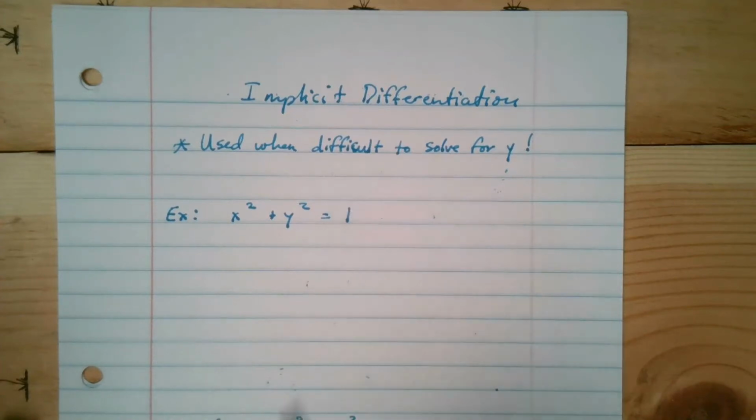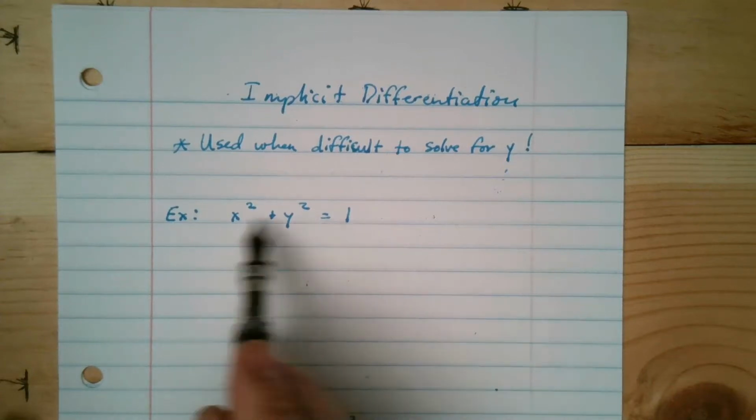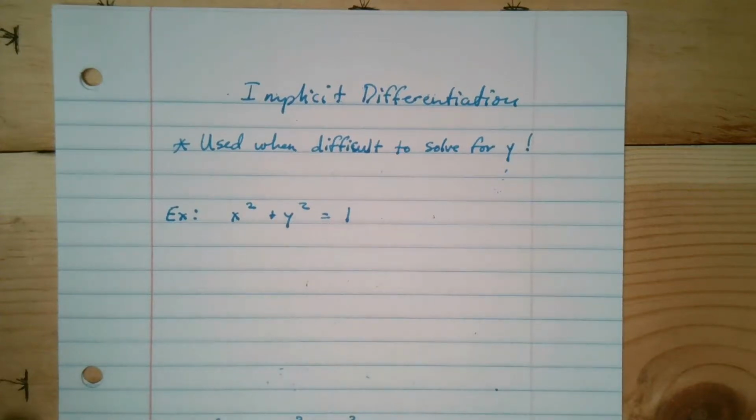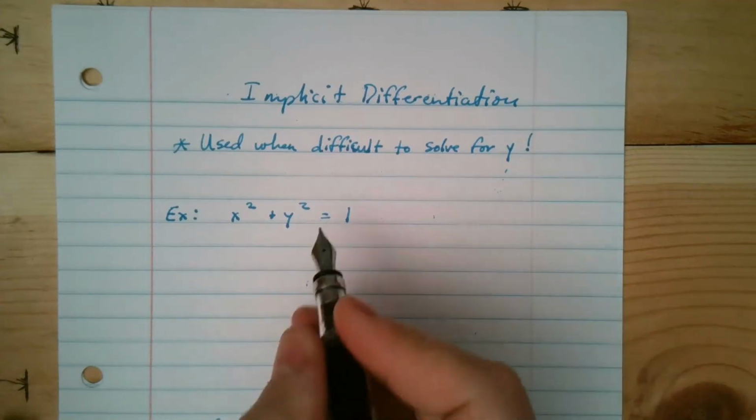Now, I want to show you why I'm starting with this problem, okay? Then we'll get to one where you'll agree it would be very, very difficult to isolate y. So this one you don't have to use implicit differentiation. On the other one you absolutely do. All right, so here goes.